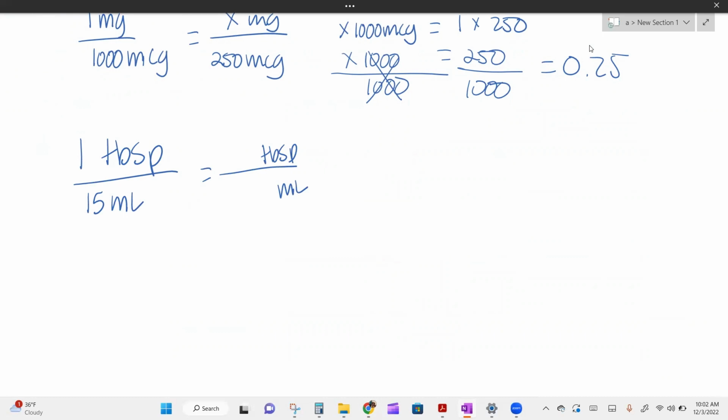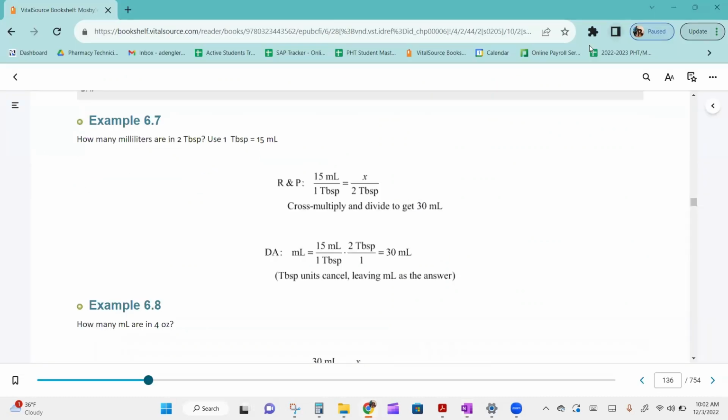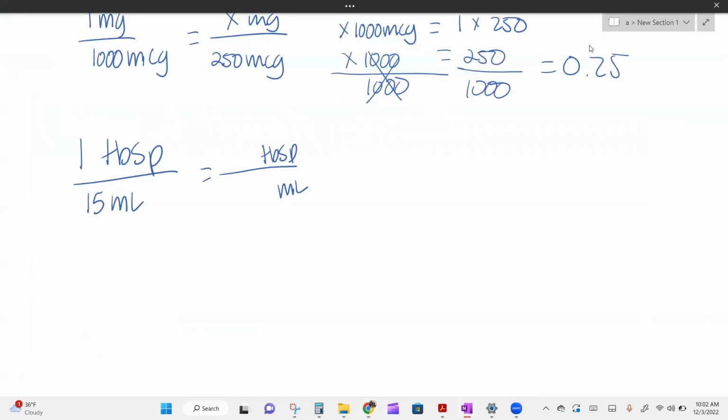So we have to have the same units across again, and we want to know how many milliliters. So X milliliters are in 2 tablespoons. So if we do 1 tablespoon, X is equal to 2 times 15.